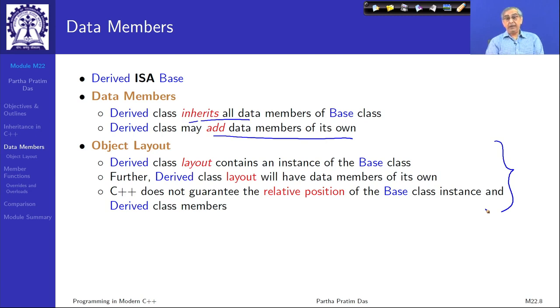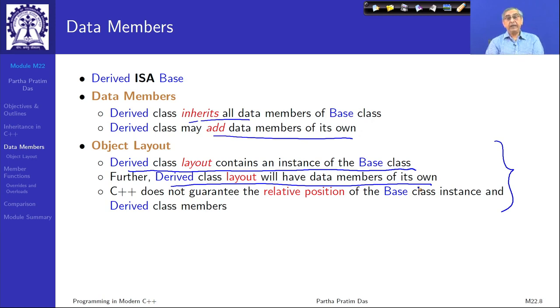Now, here since it inherits all the data members of the base class, the derived class layout must have a complete instance of a base class. We say the base class part of the derived class, and that is a new thing that is going to happen. In addition, the layout will have the data members that the derived class is adding. Right?